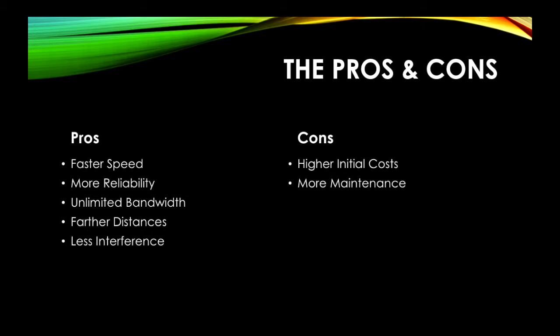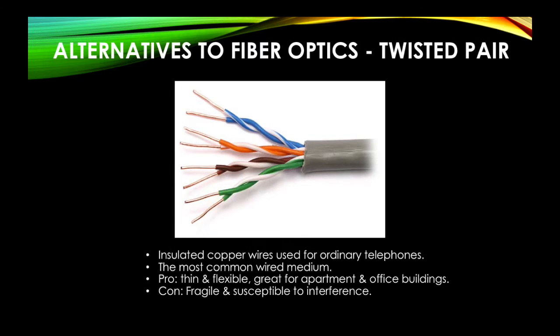The pros of fiber optics: faster speed, more reliability, unlimited bandwidth, further distance, and less interference. The cons of fiber optics: higher initial cost and more maintenance. Twisted pair is the first alternative to fiber optics. They are insulated copper wires and transport telephone signals. Twisted pair is the most common wired medium. Their pro is that they are a thin and flexible medium, making them useful in apartment and office buildings.